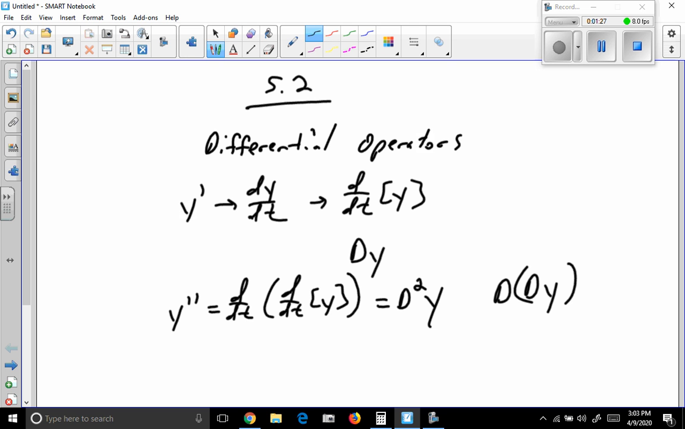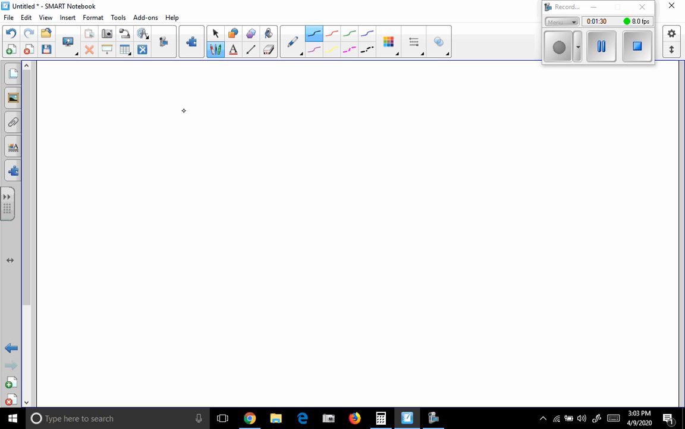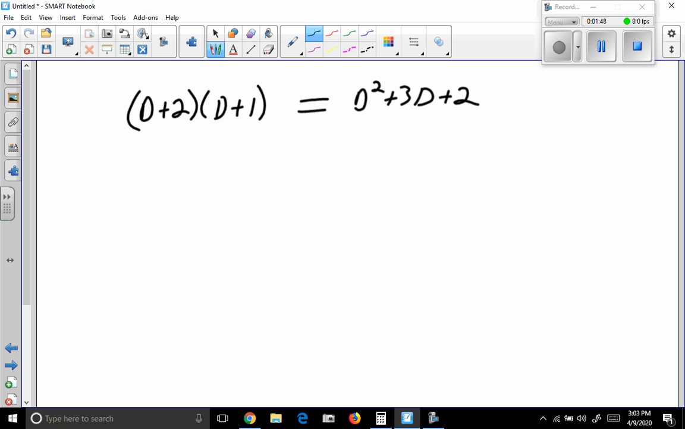So we want to look at some properties of these. Let's start out by looking at an example, and let's show that this is the same thing as D squared plus 3D plus 2 on the function y. So the way we're going to show that is we're going to do it each way. If we do this operation on y, then we're going to do this operation on y. So that's like our inside operation, and then we're going to apply this operation to that result.